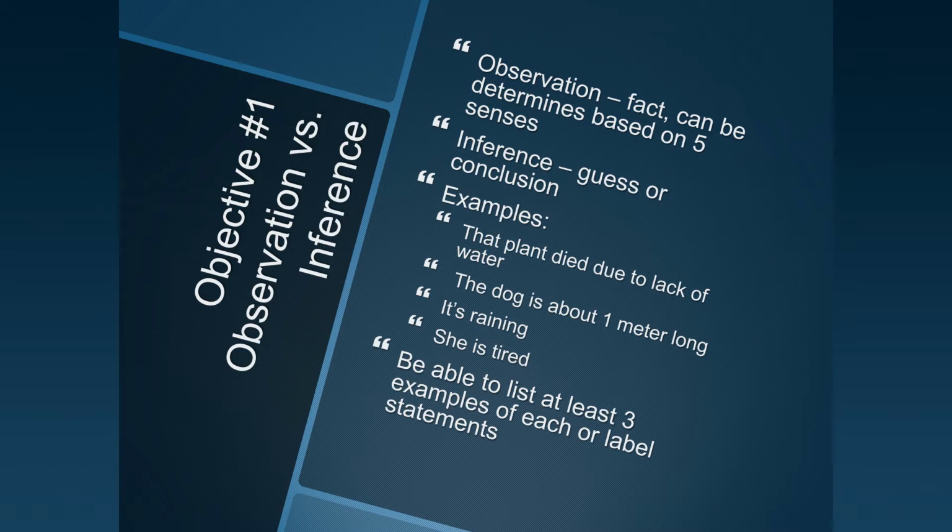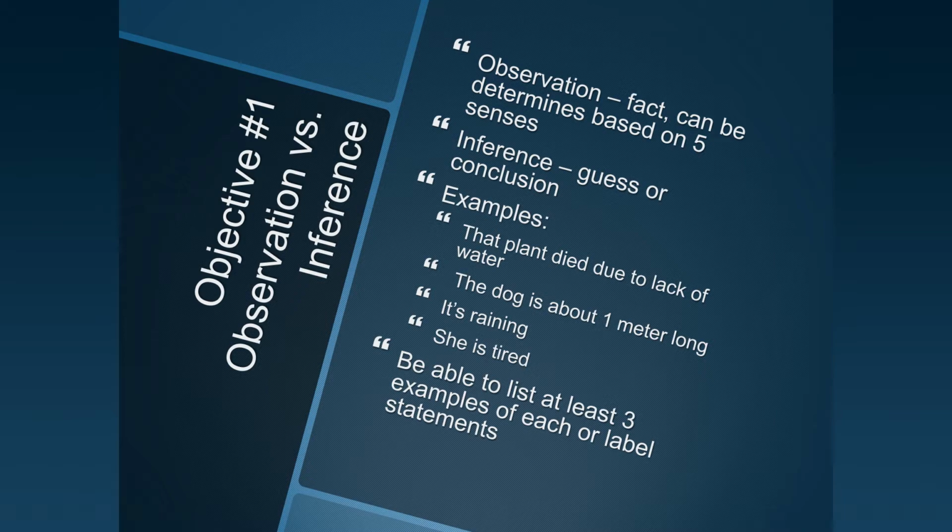So for example, that plant died due to lack of water is an inference. I am guessing that that is the cause of the death. The dog is about 1 meter long is an observation. I can physically measure with a meter stick the length of the dog. It's raining would also be an observation. I can physically see and feel the rain falling.